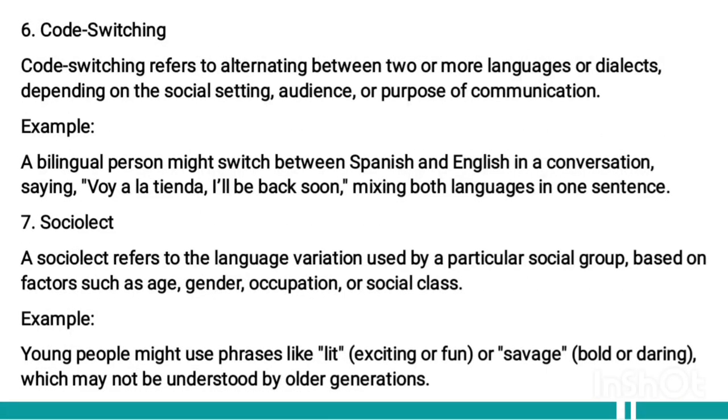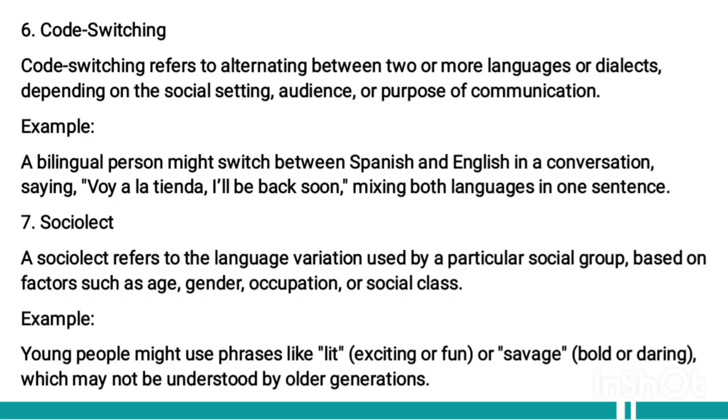Next one is code switching. Code switching happens when a person alternates between two or more languages or dialects depending on the situation or the people they are communicating with. This is common in bilingual or multilingual communities. For example, a bilingual person might say, I will be back soon, switching between Spanish and English in the same sentence.